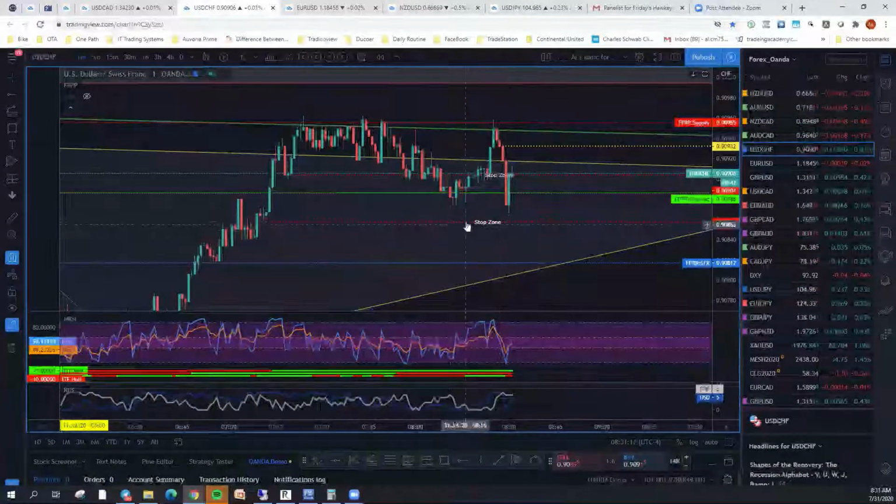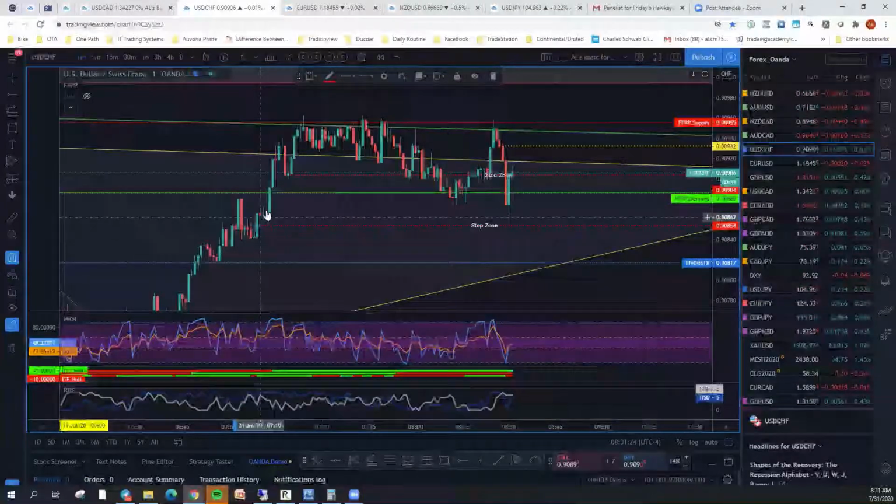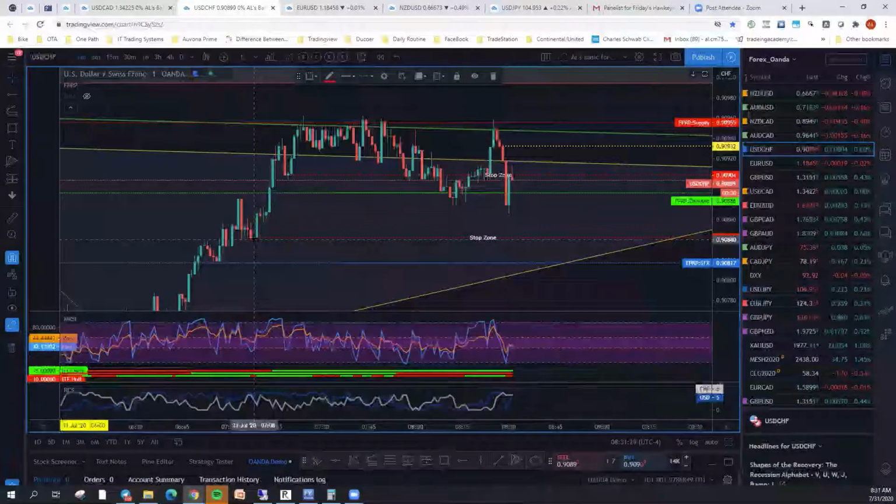And you can see this stop zone right now is, if you look at this green line and the blue line, my stop zone is right about in the middle of that. And you can see where there was a little bit of basing here. So I'm trying to keep it somewhere around there and then bring it down just a little bit more.